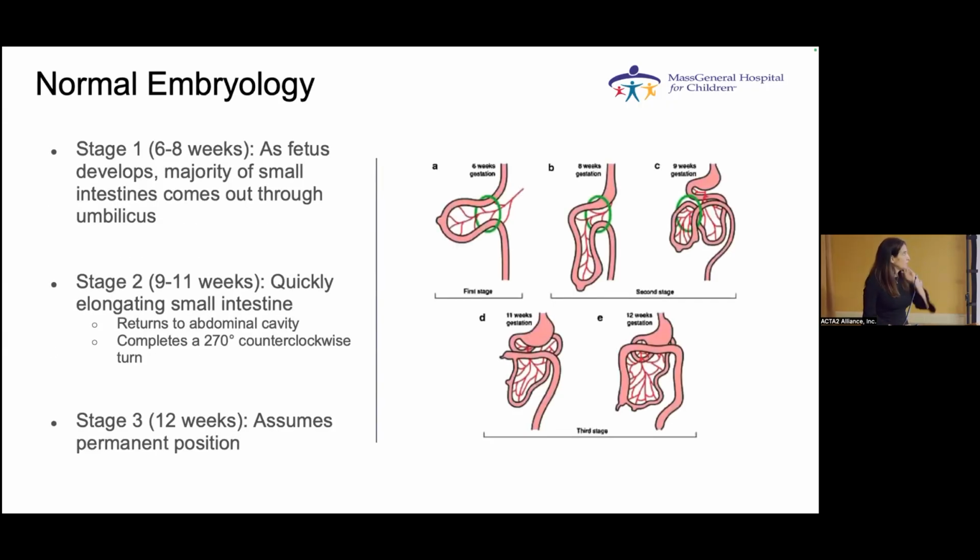So in terms of normal embryology, things happen pretty early on within the developing fetus. Within the first couple of months, the small intestines is formed, and we'll see it forming, and it comes out through the umbilicus, through the belly button essentially, and grows very large within a couple of weeks, and then twists and comes back into the stomach. By 12 weeks, it should assume its normal position within the abdominal cavity.